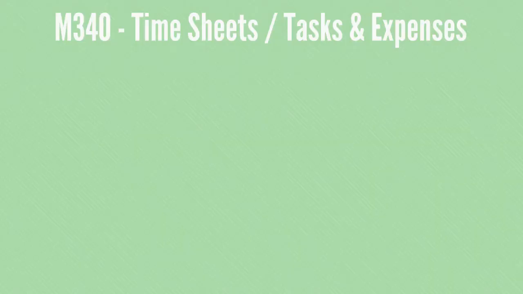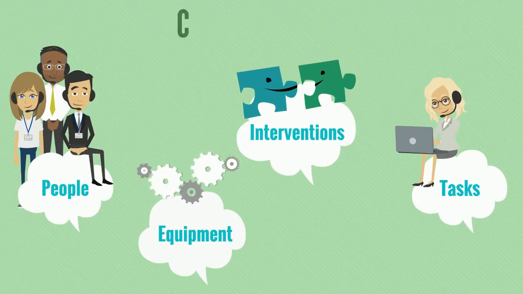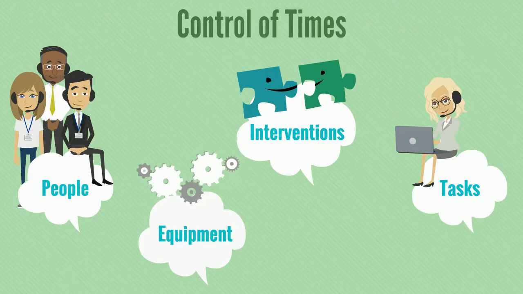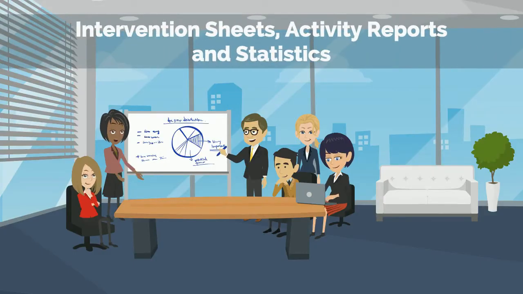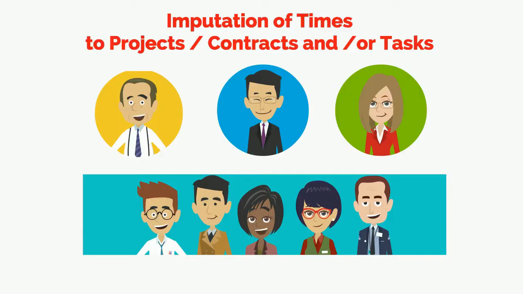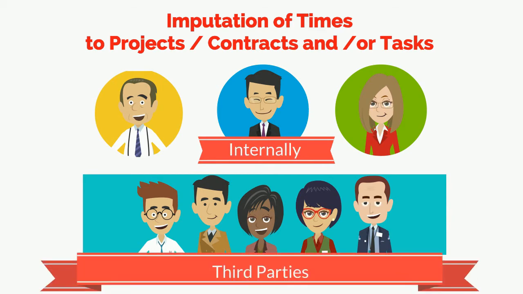M340. Timesheets. This module supports the planning and control of times, with emphasis on the planning and control of the activity times of people and equipment, as well as interventions on them and tasks associated with them. Intervention sheets, activity reports and statistics. Imputation of times to projects, contracts or tasks either internally or to third parties.